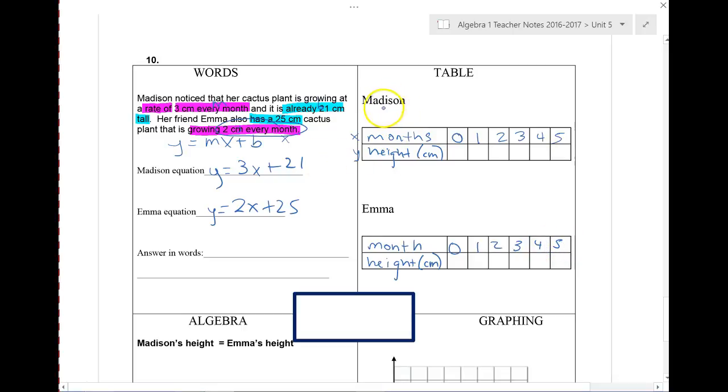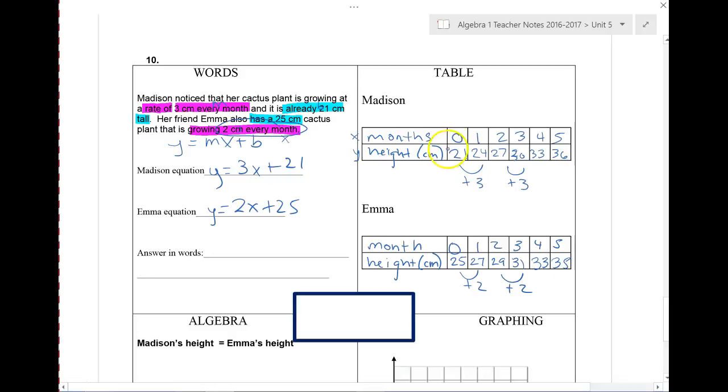Now the starting point for Madison's plant is 21. And then the slope, the change, or the rate, is 3, so I'm going to add 3 every time. Now the starting point for Emma's plant is 25, and her plant grows 2 centimeters every month, so we're going to add 2. Let's write that in here. Plus 3, and here, plus 2, like we used to do when we did these tables. Plus 2, and there we go.